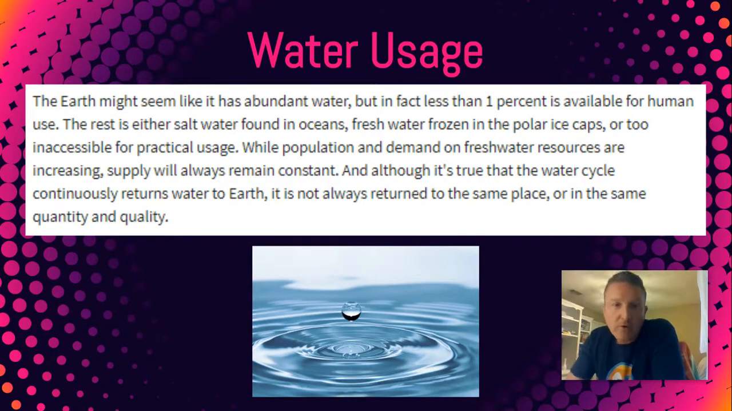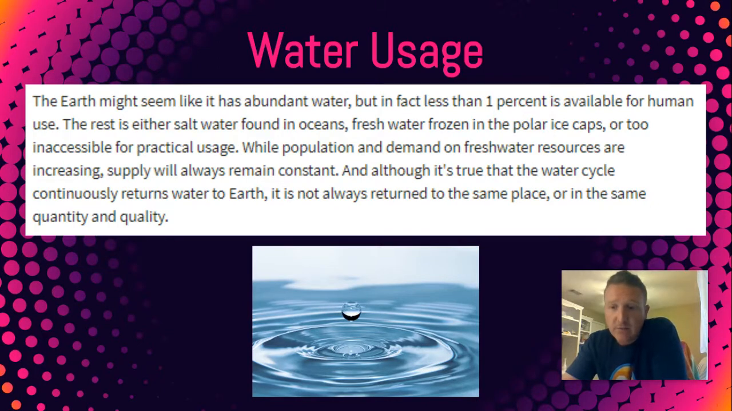So there's water everywhere, but humans use water. What we think is that there is an abundance of water, but really less than 1% is available for human use. So what does that mean? The rest is either salt water found in oceans, fresh water frozen in the polar ice caps, or too inaccessible for practical use, like too deep underground, where we don't have a well driller that can drill that deep. So 99% of the water is inaccessible to us, and we're using the 1%, even though it's still a lot of water.